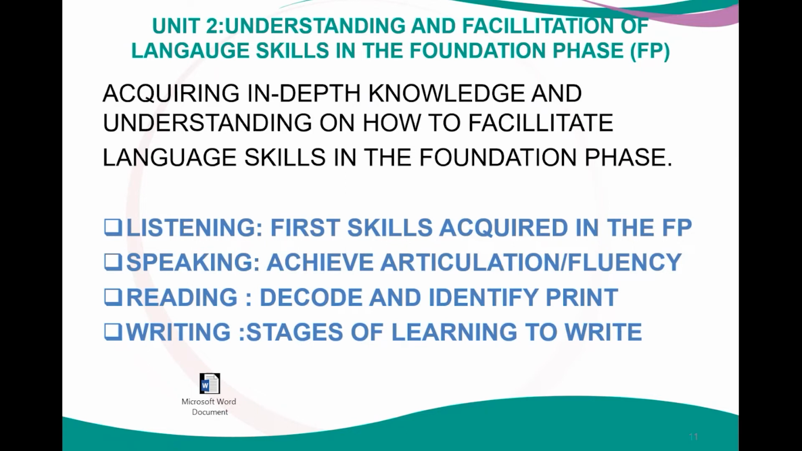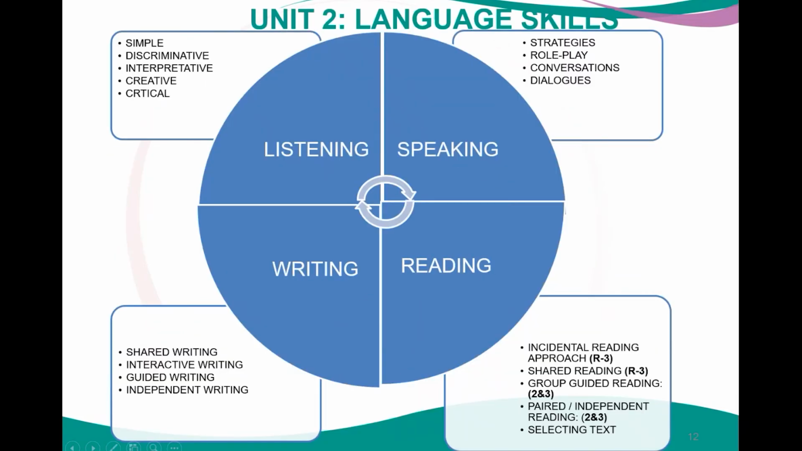Now, if a learner has acquired these language skills, we would say the child has acquired FAL and is fluent in FAL. So for that to happen, you need to know how to develop all these language skills. Listening, speaking, reading, writing. These are the language skills.